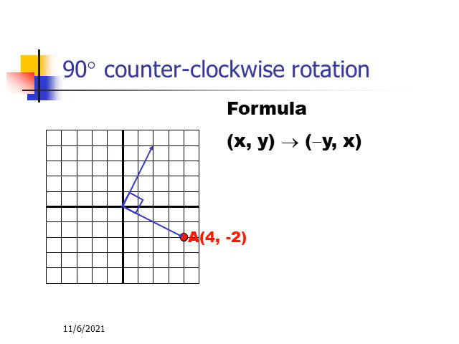Let me try counter-clockwise. I have the point (4, -2). It moves like that. Now I change places and it becomes (-2, 4), and I give negative to the first one. It becomes (2, 4). So A dash moves like that and equals (2, 4). That's correct. That was 90 counter-clockwise.